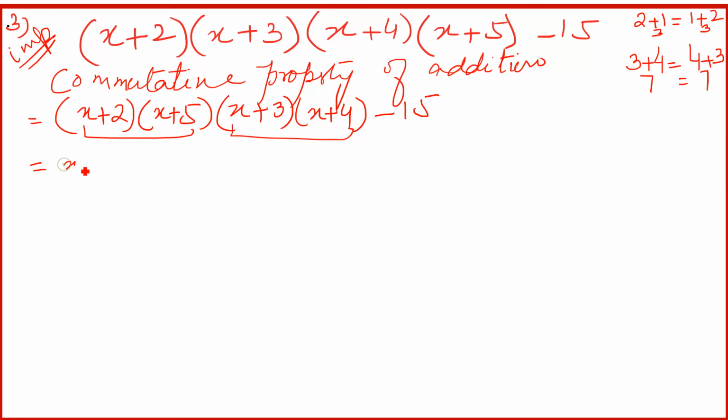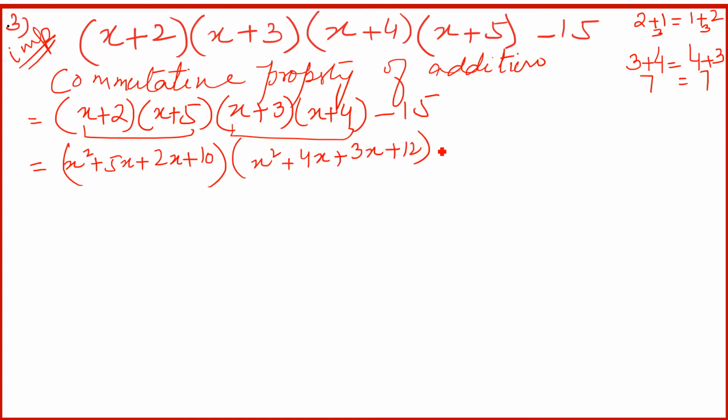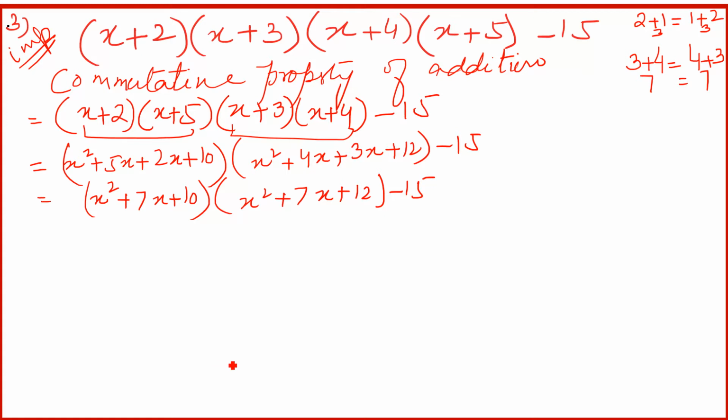So see, it will be x square plus 5x plus 2x plus 10. This is one parenthesis. Here we have x square plus 4x plus 3x plus 12, negative 15. We will simplify it: x square plus 7x plus 10, and here we have x square plus 7x plus 12 minus 15. Now what? Now you can see that this x square plus 7x we have in the first parenthesis, and the same thing we have in the other parenthesis.